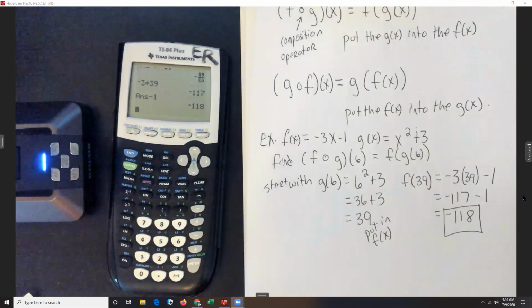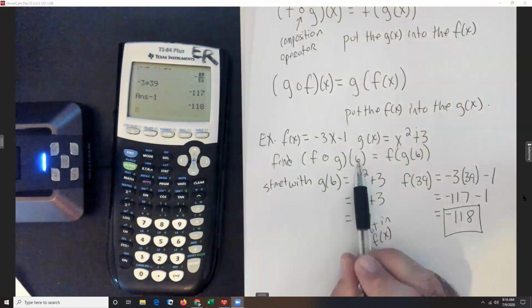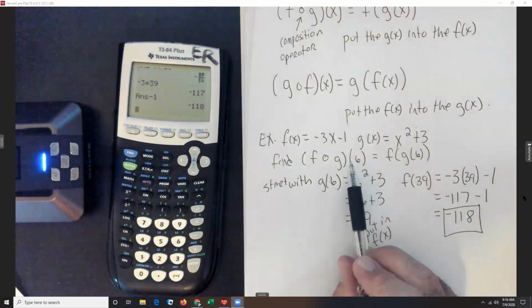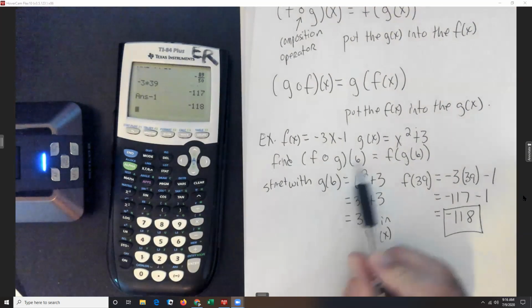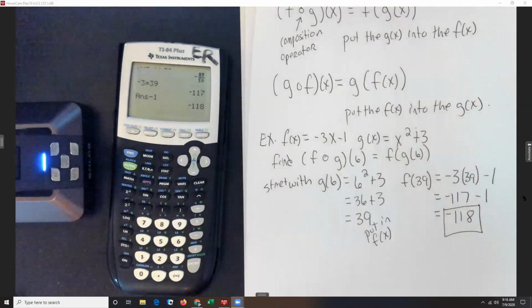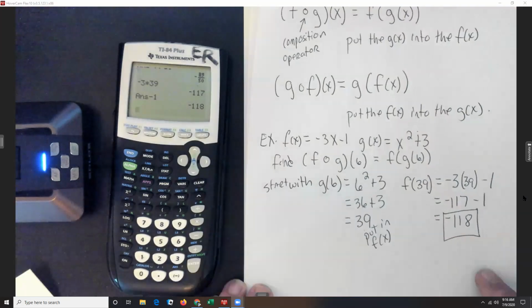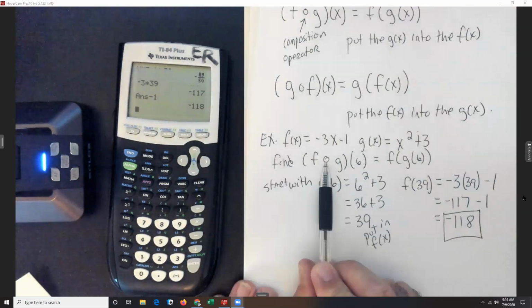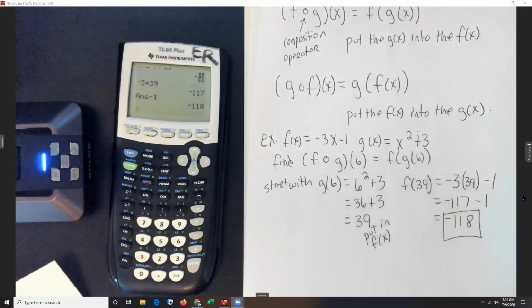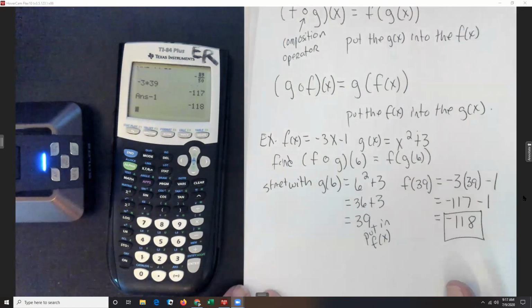So 6 goes into the g, you get that answer. Then you put that 39 into the f. These aren't too bad. They're just a little different because not many people have ever messed with that f of g. All right, y'all, moving on.